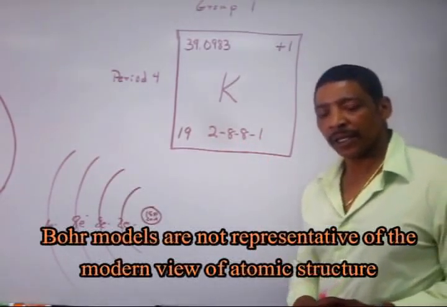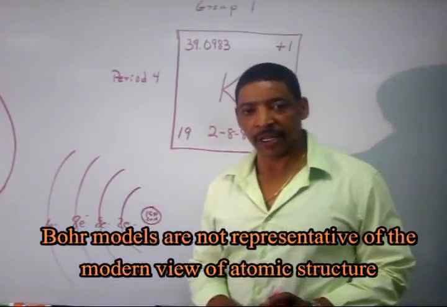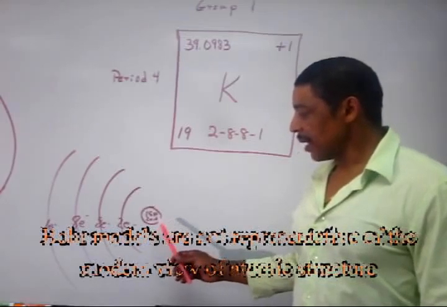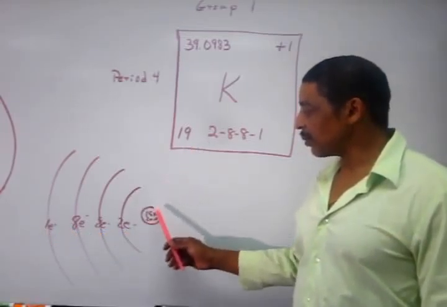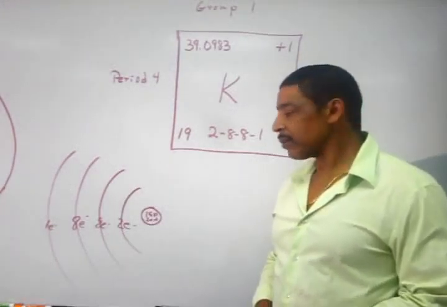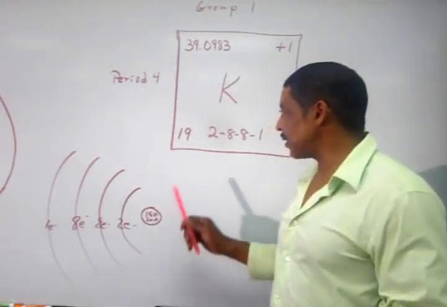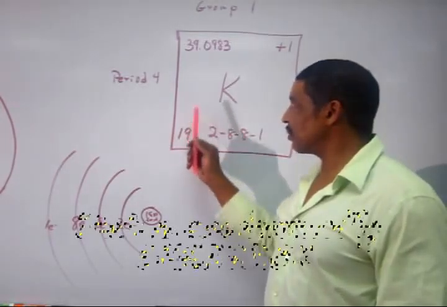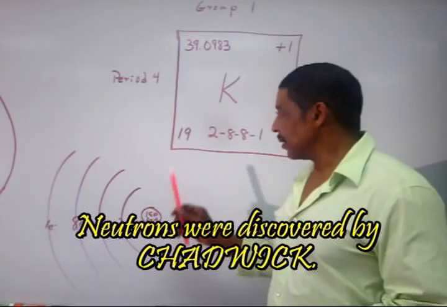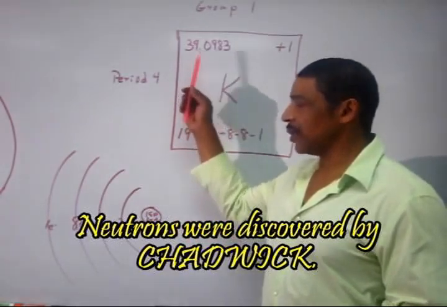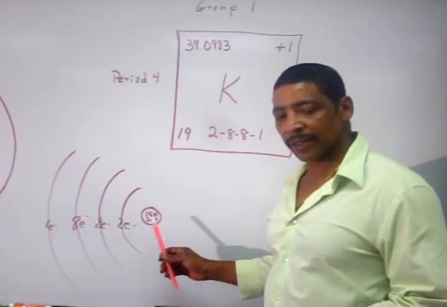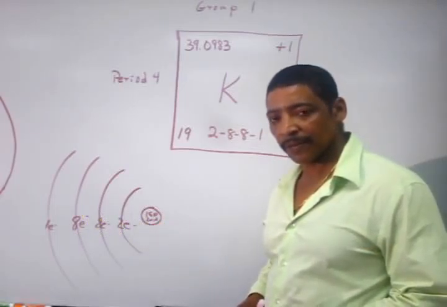To construct the Bohr model of this element, simply draw a nucleus and place the 19 protons inside of the nucleus. The number of neutrons is determined by subtracting the number of protons from the rounded atomic mass. 39 minus 19 is equal to 20. So this atom contains 20 neutrons.